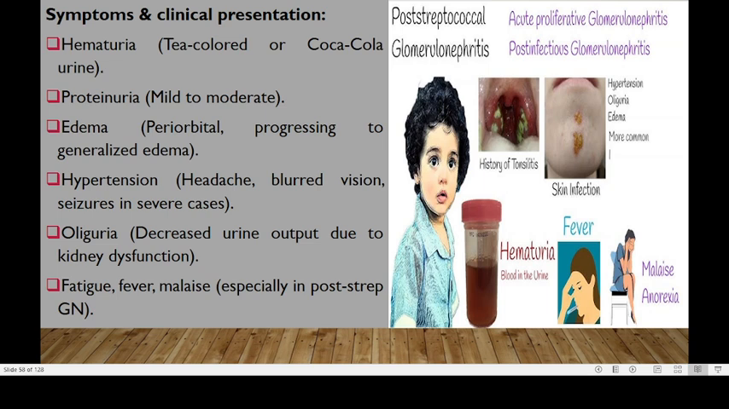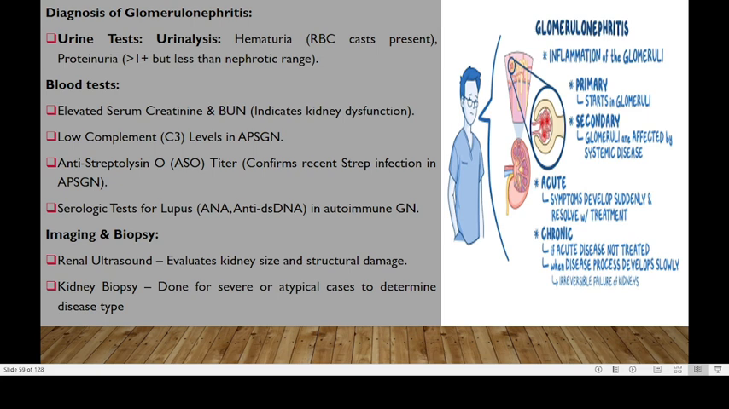Hypertension, so the patient will present with symptoms like headache, blurred vision, and seizures in some cases. Oliguria, the patient is going to present with decreased urine output, and this is due to kidney dysfunction. Fatigue, fever, malaise, this one results especially from post-streptococcal glomerulonephritis.